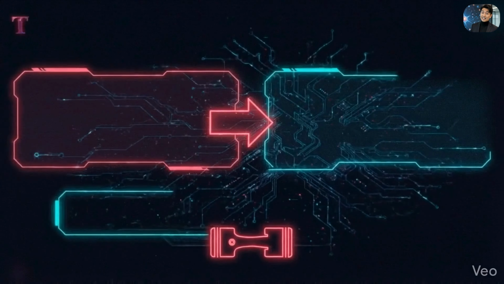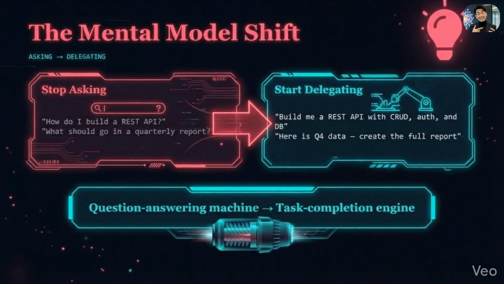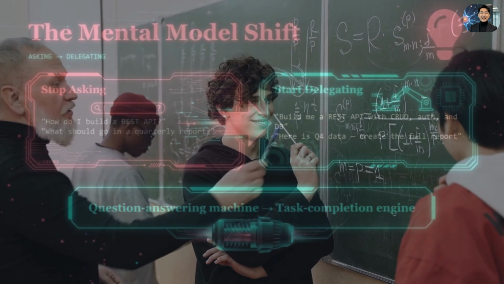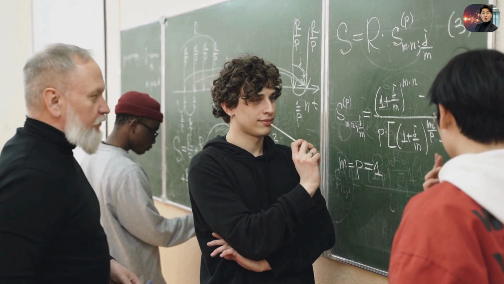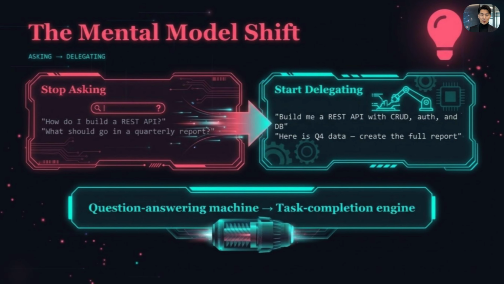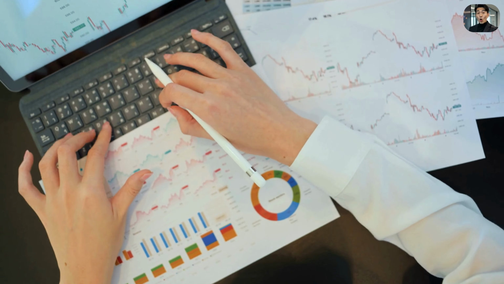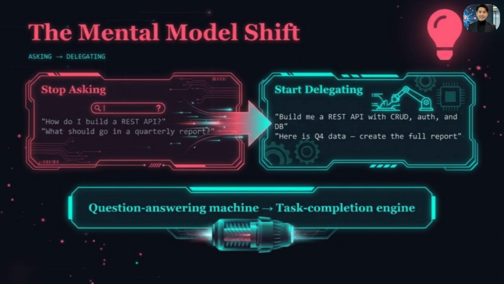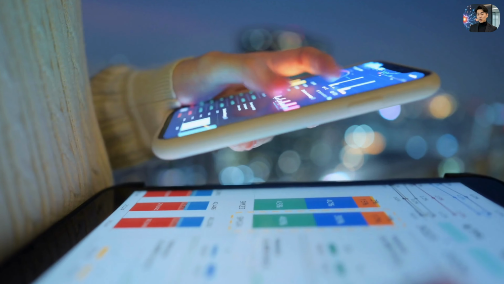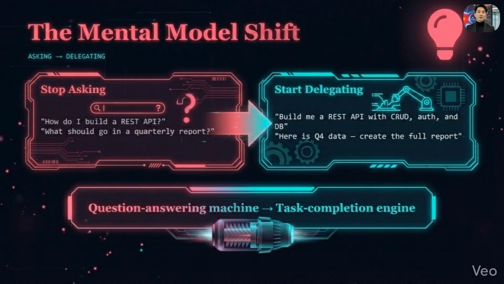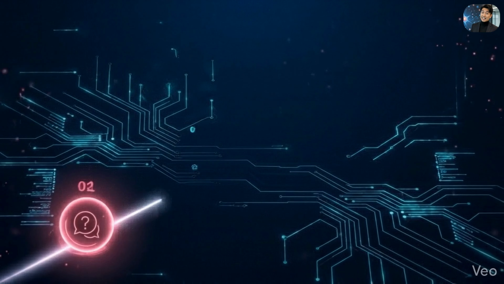Here is the mental model shift that separates power users from casual users. Stop thinking of Claude as a question-answering machine. Start thinking of it as a task completion engine. Instead of asking, "How do I build a REST API?" say, "Build me a REST API for user management with CRUD endpoints, authentication, and database integration." Instead of asking, "What should go in a quarterly report?" say, "Here is our Q4 data. Create a complete quarterly report with executive summary, department breakdowns, and recommendations." The shift from asking to delegating is what unlocks the full power of Agentic AI.